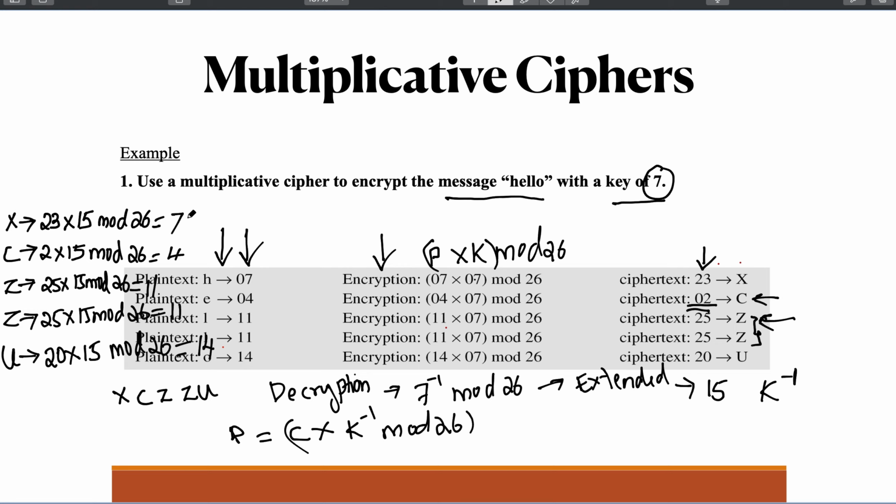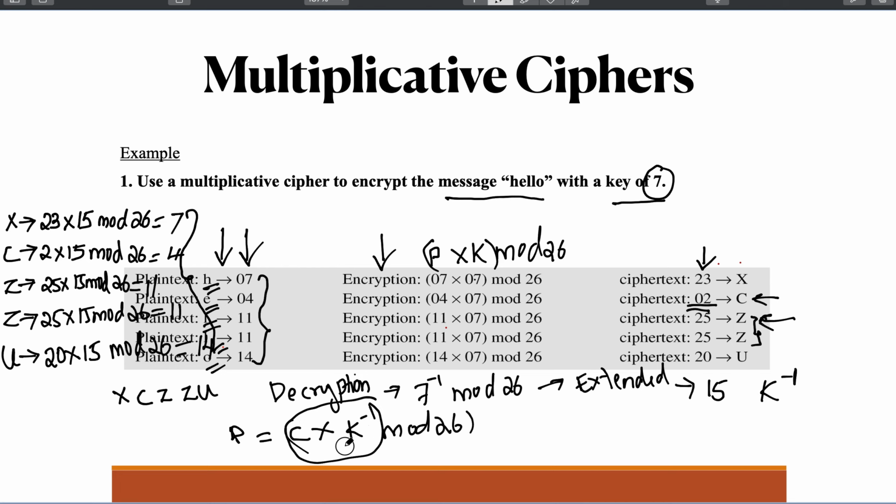So see here, 7, 4, 11, 11, 14 corresponds to the letters H, E, L, L and O. So we have got back our plain text from the ciphertext when we applied this particular formula.